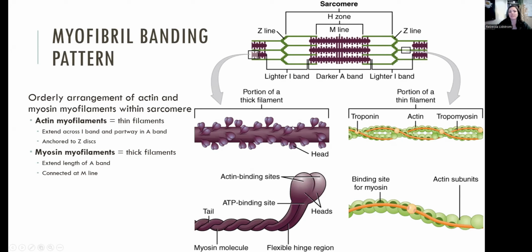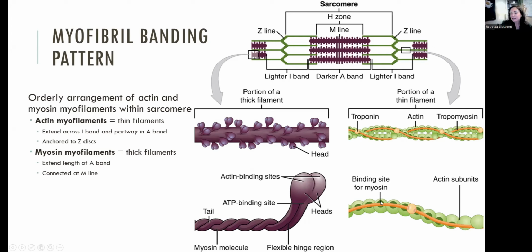On the myosin, we have the myosin heads. And these are going to be important because this is what's going to bind to the actin binding sites. Also, the myosin is going to have an ATP binding site. This is where the whole function or the purpose of ATP in a muscle contraction comes into play. This is the hinge region, and we'll talk about the myosin head and how it hinges.